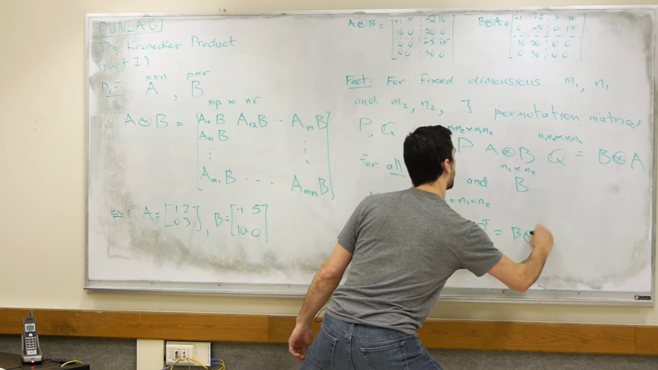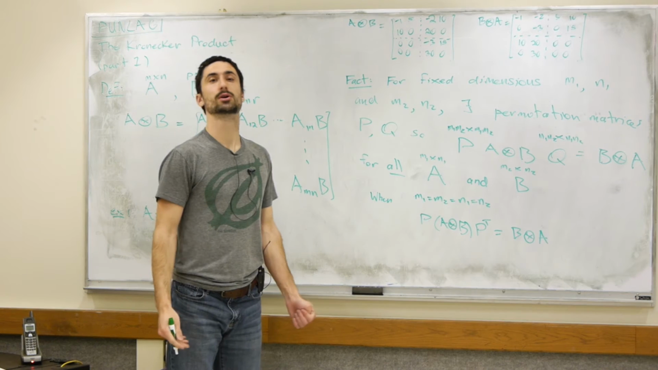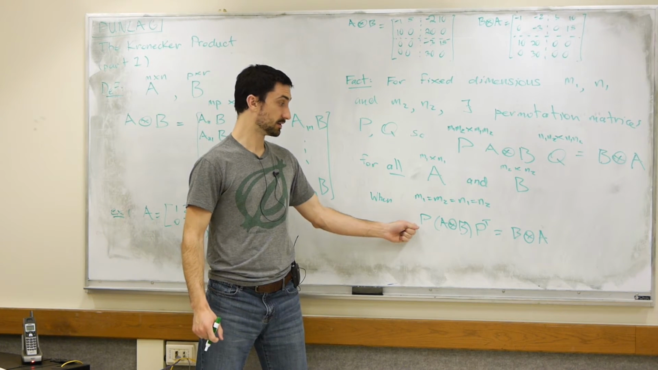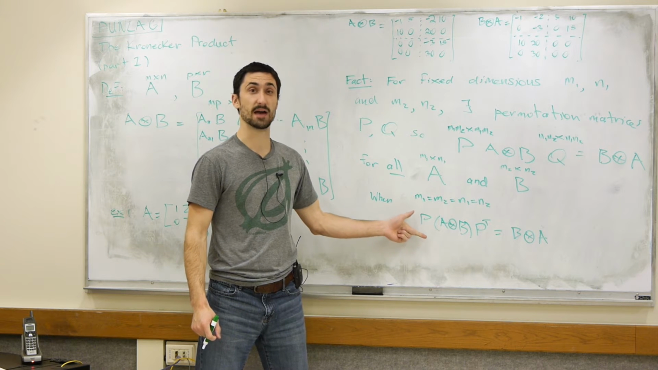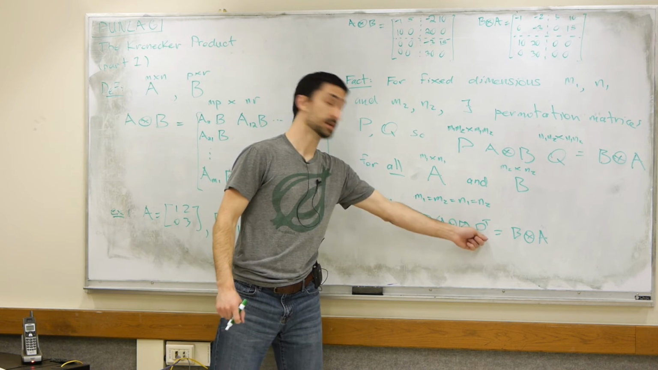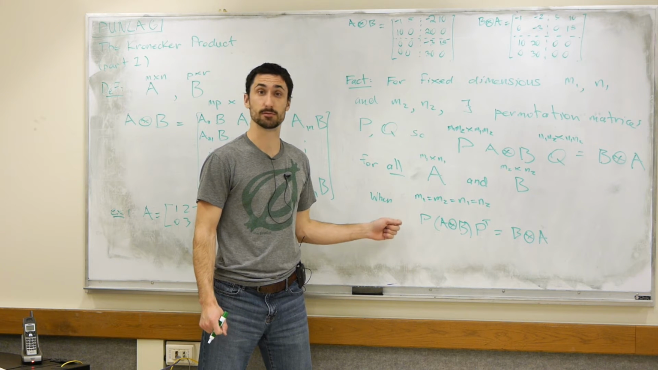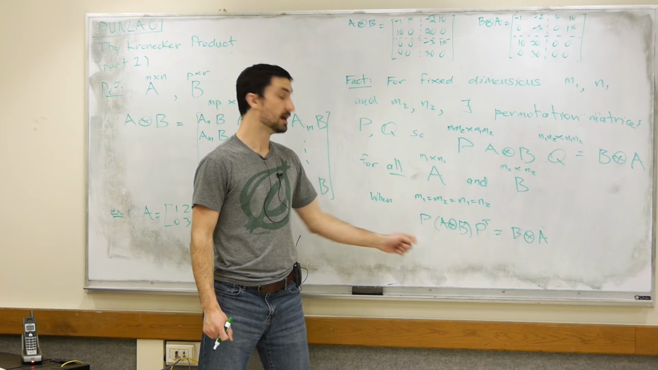I'm sorry, P is equal to Q transpose. One fantastic consequence of this fact is that this is a similarity transformation, and so we automatically know a lot about eigeninformation of B Kronecker A and A Kronecker B.